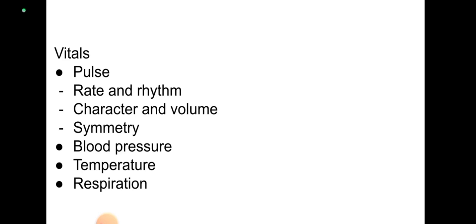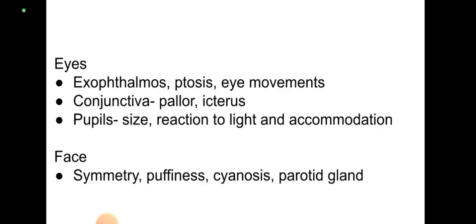Then we look for the vitals of the patient, which include pulse, rate and rhythm, character and volume, symmetry. After that, blood pressure, temperature, and respiration are all measured. Then we move ahead to head to toe examination.